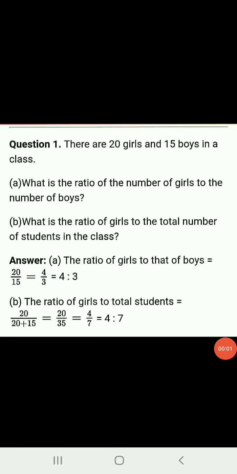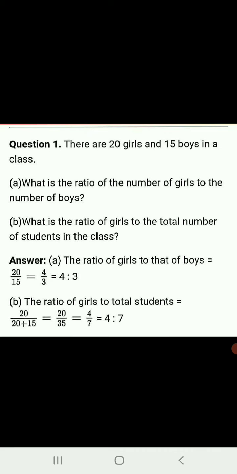Hello children, now let us move to exercise 12.1, which is based on the previous video about the concept of ratio. The first question: there are 20 girls and 15 boys in a class. What is the ratio of the number of girls to the number of boys? So there is a classroom in which there are 20 girls and 15 boys. We should represent them in the form of a ratio in question A.